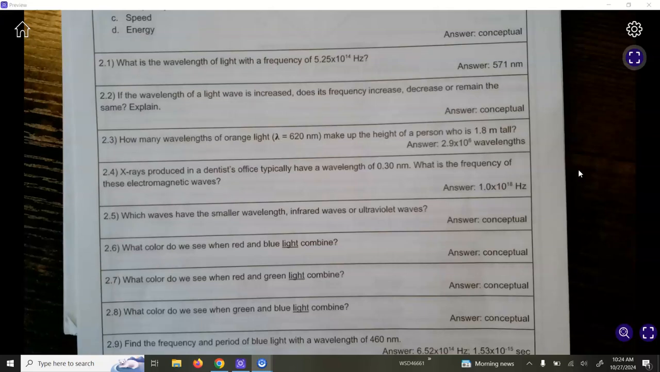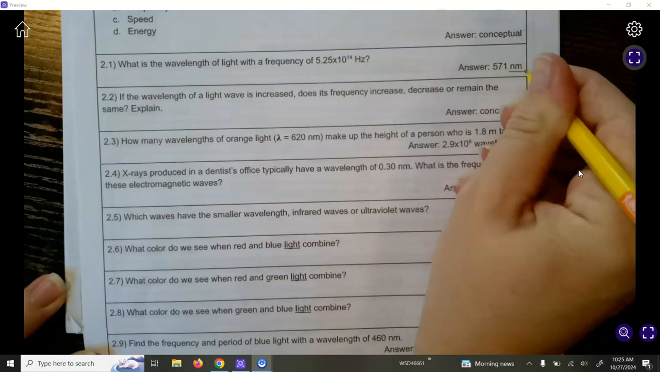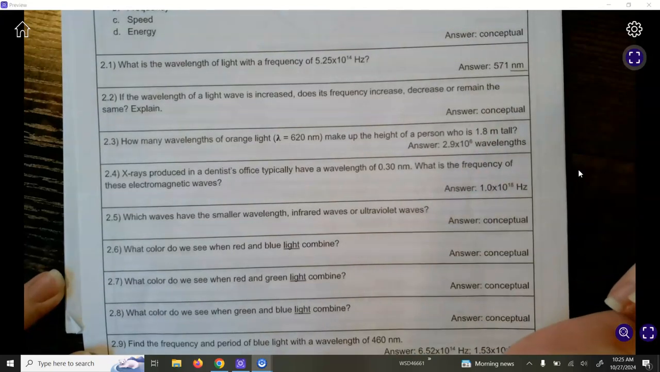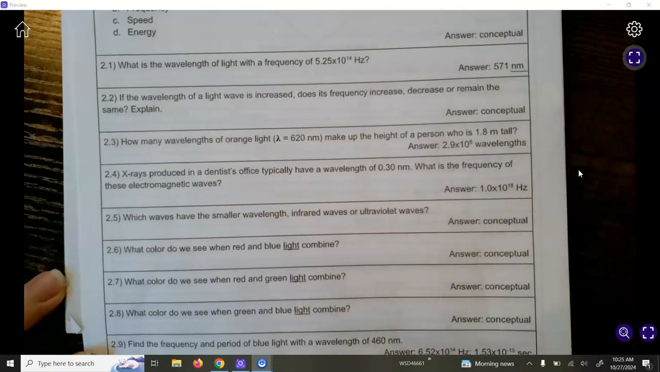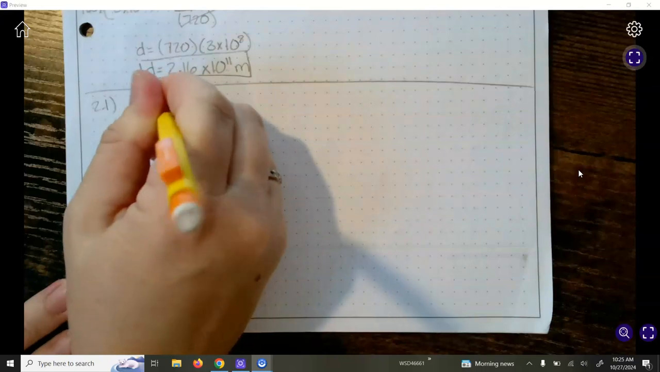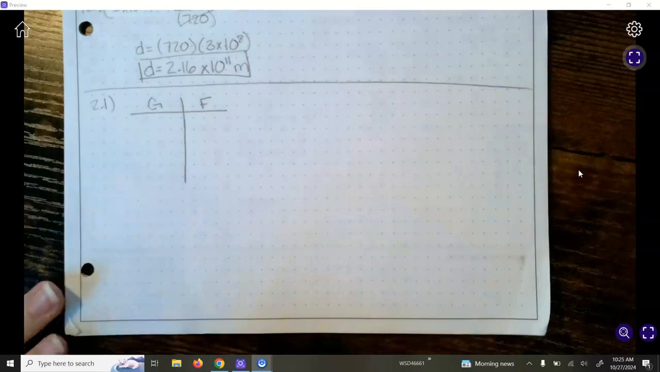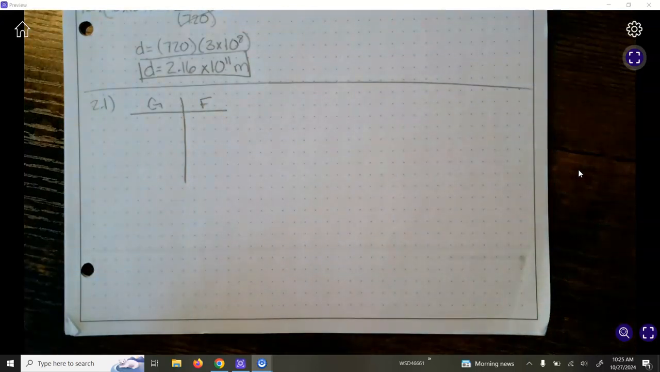There's going to be a lot of scientific notation in this packet, so get comfortable with using that times 10 button on your calculator. Now we do have an answer, and I want to point out that it's written in nanometers. So we're going to have to convert our answer to nanometers just to make sure we have it right. So first off, we start off with our given and find T-chart.